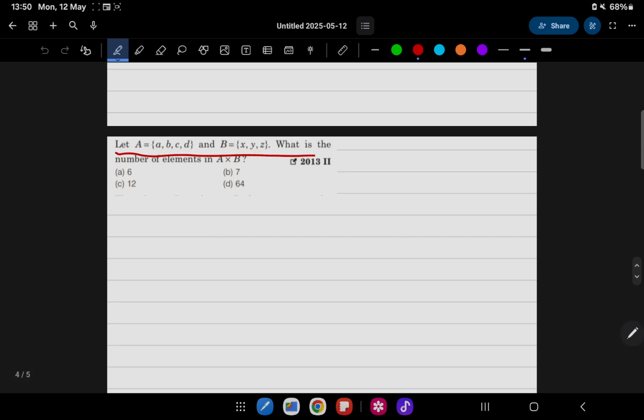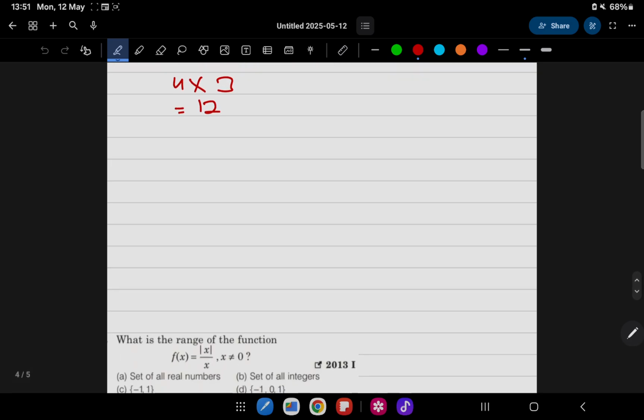Our next question is, A is a set of a, b, c, d and B is a set of x, y, z. What is the number of elements in the Cartesian product? Here A contains 4 elements and B contains 3 elements. So the number of elements in the Cartesian product is 4 into 3, equal to 12. So the number of elements in the Cartesian product of A and B is 12. Option C is our correct answer.